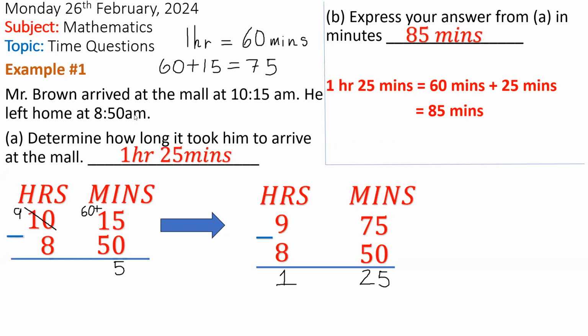Any volunteer? I can explain it. Go ahead, Amari. So 1 hour equals 60 minutes. 60 minutes plus 25 minutes equals 85 minutes. And so we add them, and that's how we get the answer, the 85. Yes, sir. Very good.